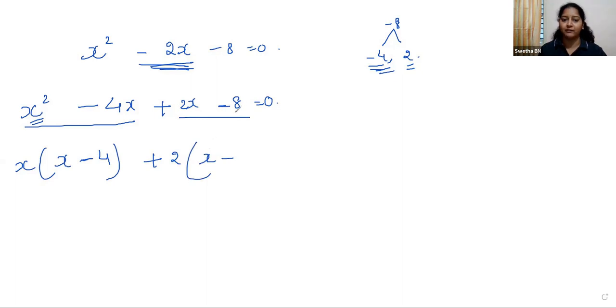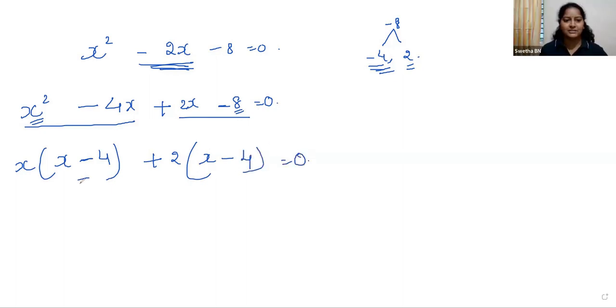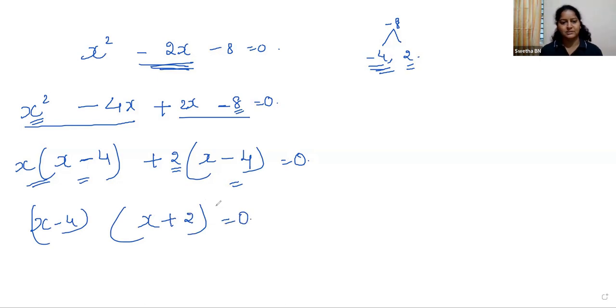X minus. We have 8 here. 2 is common, so what is remaining? 2 fours are 8. See, always these two brackets should be the same, okay? If it is x minus 4 here, it should be x minus 4 there, okay? And x minus 4 is common. Take it outside. What is remaining here? X is remaining in the bracket. And what is remaining here? 2 is remaining. That is equal to 0.